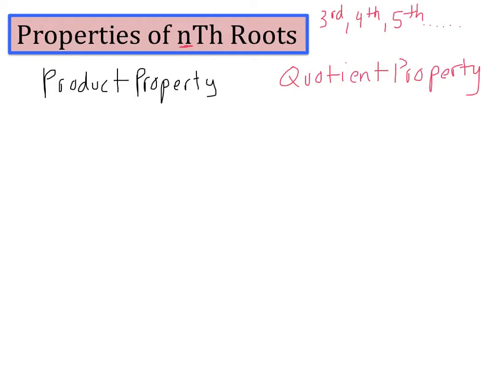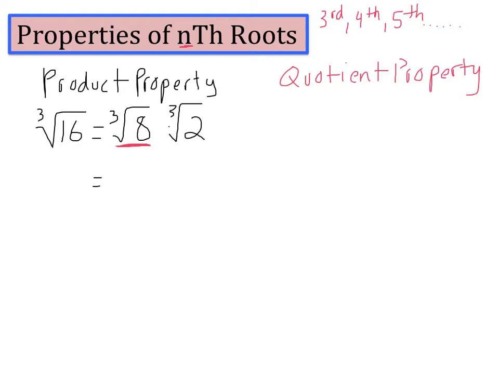So for example, here's an example of the product property. Let's say I was trying to figure out the cube root of 16. Well, we know there are two numbers that multiply together to give you 16. We know that 8 times 2 gives you 16. But here we're not just talking about 16, we're talking about the cube root of 16. So it has to be the cube root of 8 times the cube root of 2 equals the cube root of 16. The product property is helpful because now we can simplify this radical.